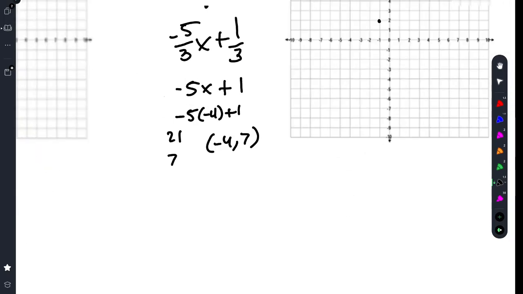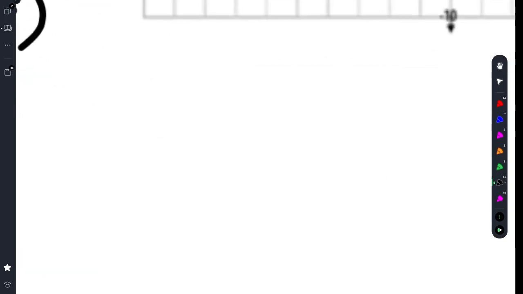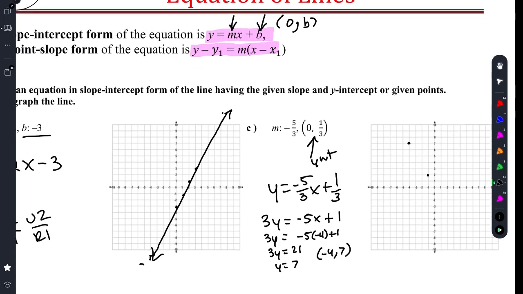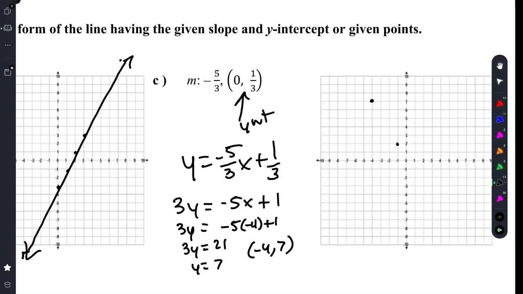Gotta love a touch screen when we're trying to graph. All right, and then you would connect those dots and not make Mr. Gillespie rage quit, yeah? So connect the dots and make a line, yeah?